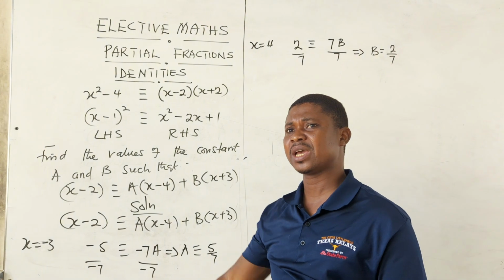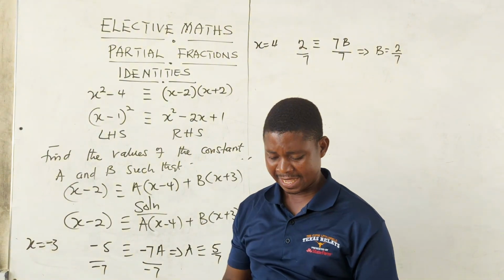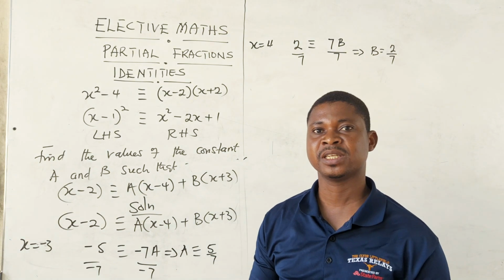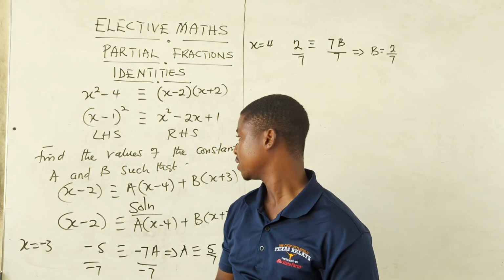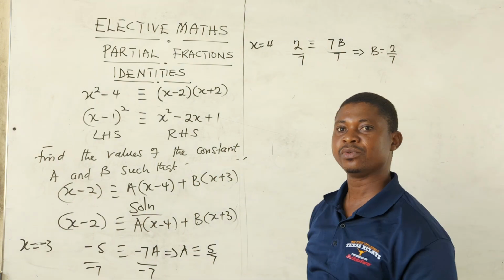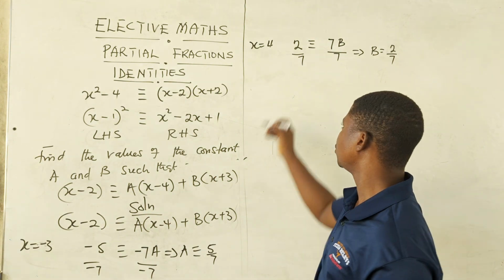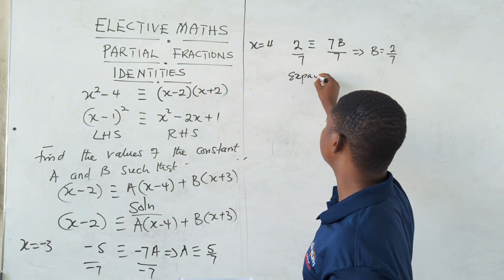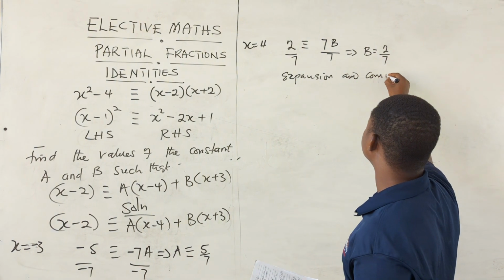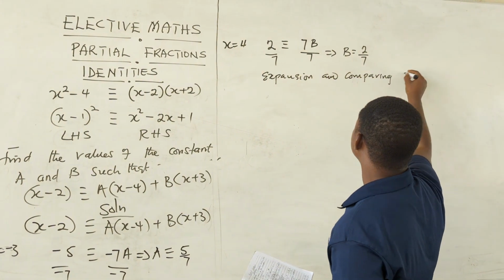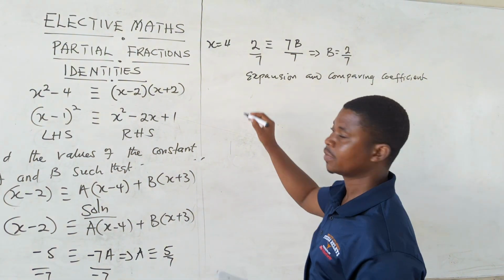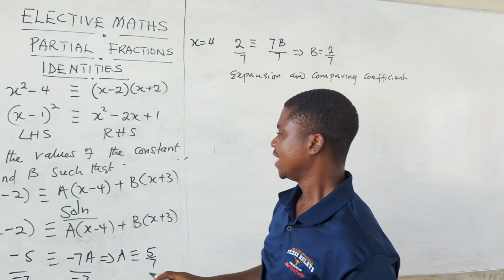But as I said, you can use a different method: expansion and comparing coefficients. Let's try that one also. The first one that we used was the cover-up method. Let's use the expansion and comparing coefficients.